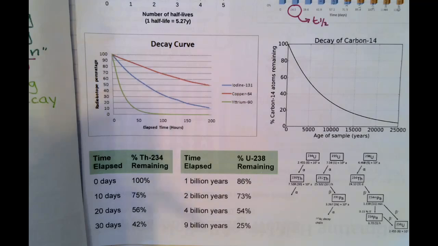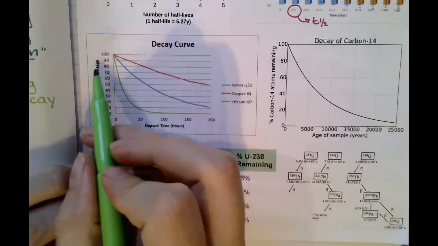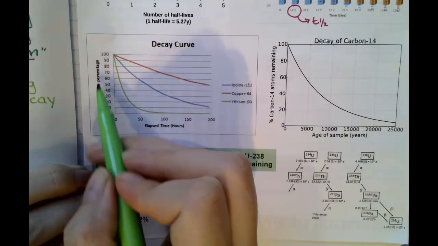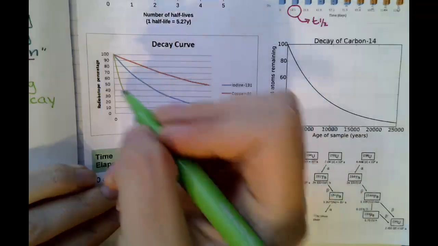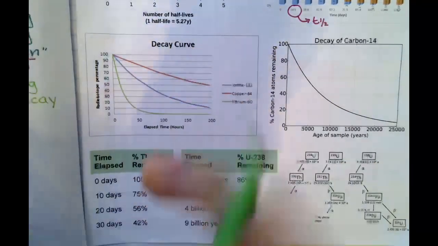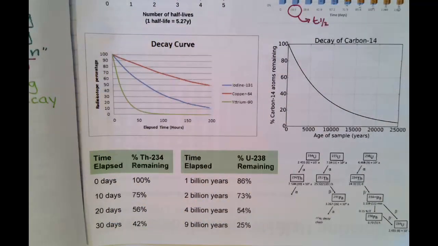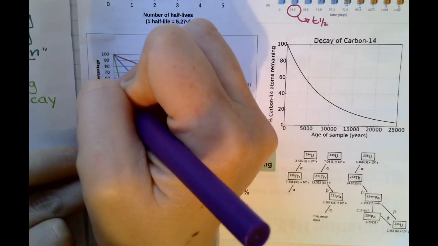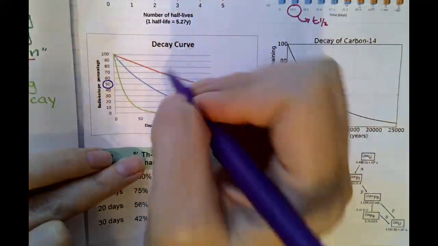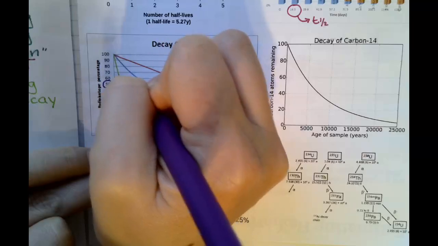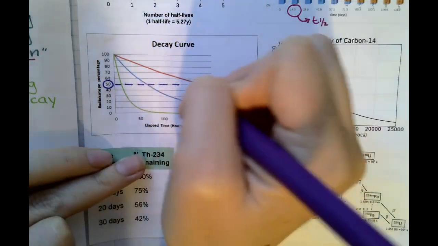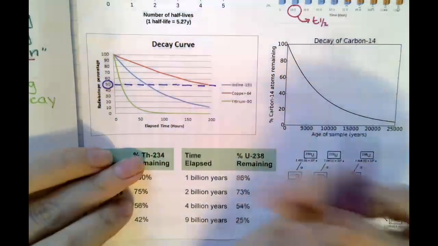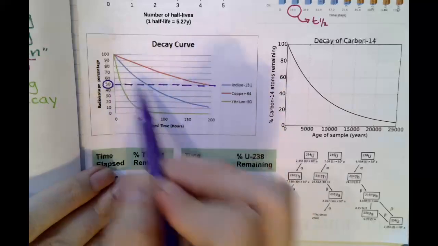Okay, here we go. So on this one, on the y-axis, we have the radioisotope percentage. That's how much is left. Half-life is when we have 50% left. So I'm going to draw sort of a dashed line at the 50% mark all the way across. There are so many ways to figure this out, but this is my favorite way. We're going to see when each of these curves touches the line.